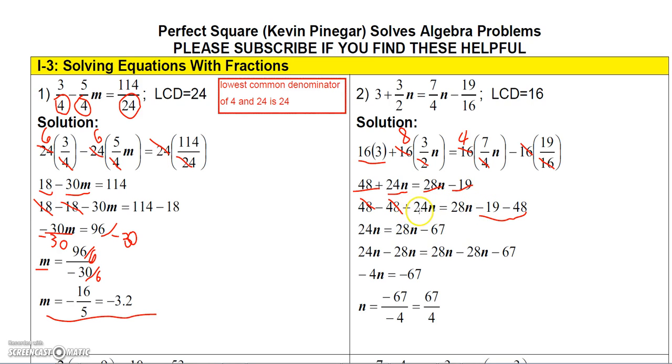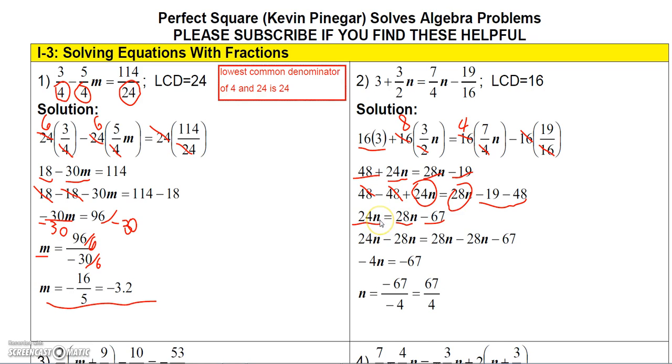So on the left I'll still have this 24n, so I'll bring it down. And then on the right I have the 28n, so I'll bring it down. And I also have the minus 67. Okay, now I want to get all the n's on the left.